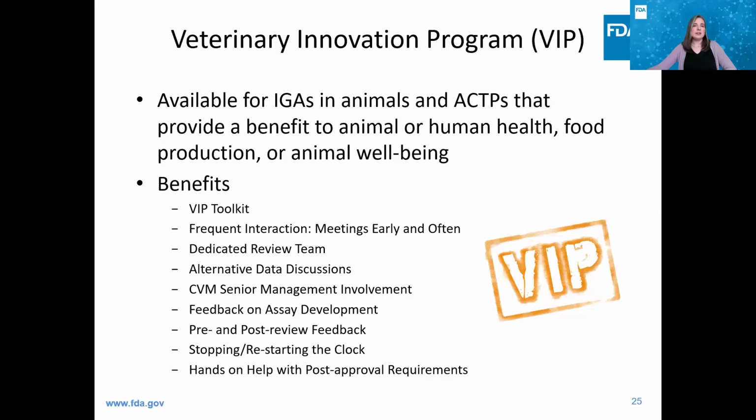One of the initiatives outlined in the Plant and Animal Biotechnology Innovation Action Plan is the Veterinary Innovation Program, or the VIP. The goal of the VIP is to facilitate advancement in the development of innovative animal products by providing greater certainty in the regulatory process, encourage development and research, and supporting an efficient and predictable pathway to approval for ACTPs and IGAs in animals. It is available for certain IGAs in animals and ACTPs that provide a benefit to human or animal health, animal well-being, or enhanced food production.